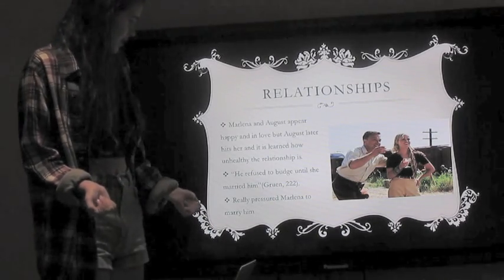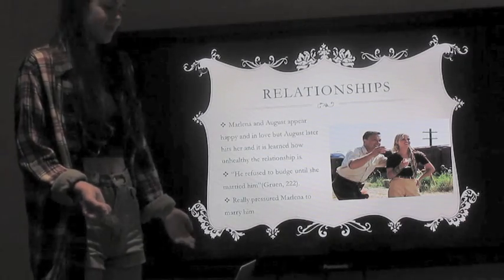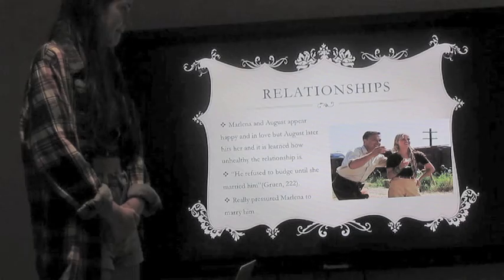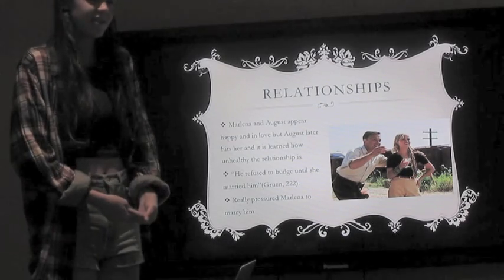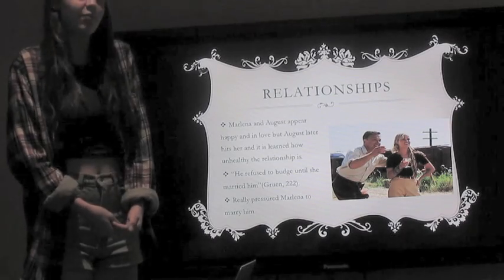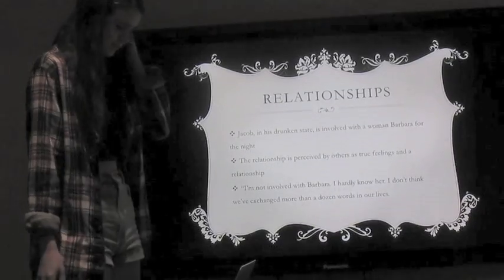So in the novel, he says he refused to budge until she married him. Sorry, Jacob's saying that. And so Marlena actually was kind of pressured to marry August and realized she really didn't have any other options. So that's why they're married, not because they're so in love.